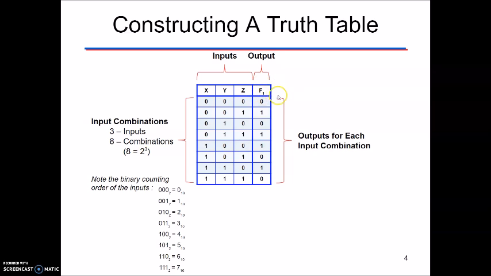Then we have our outputs. Output is labeled as F1 in this chart, and then this is the combination for all of our outputs based upon this. So again, you can note the binary order, we have the counting order, and then our outputs on the right.